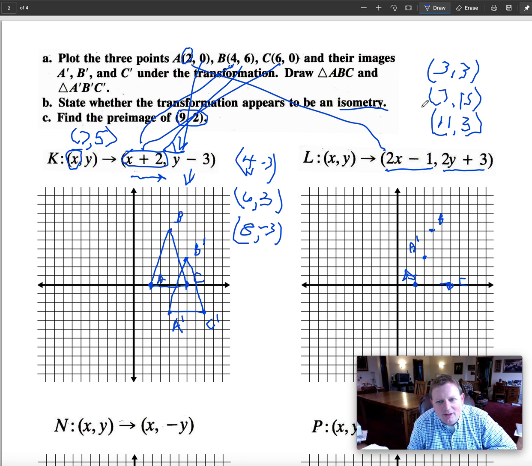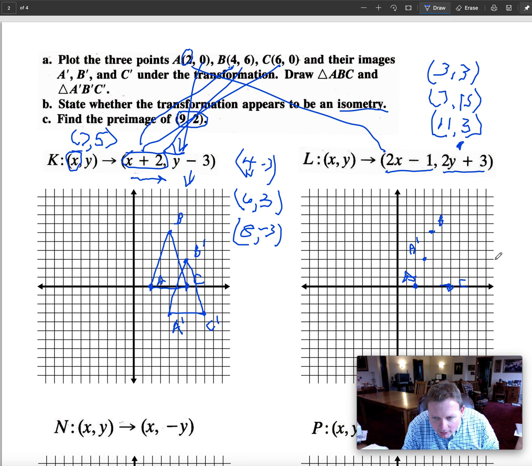What was that second one? 7? Ooh, this is bad. 7, 15. Oh, wonderful. Doesn't even fit on the graph. 7, 5, 10, 15. Guess this isn't going to be an isometry. It's not the same size. And then 11, 3. Right here.